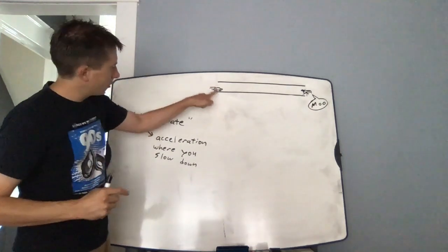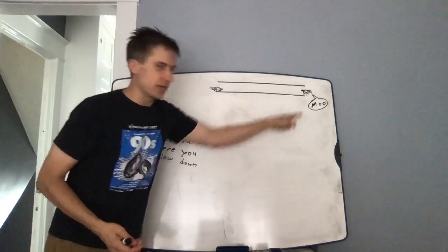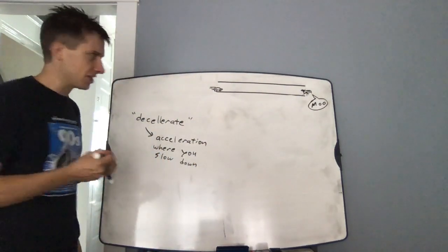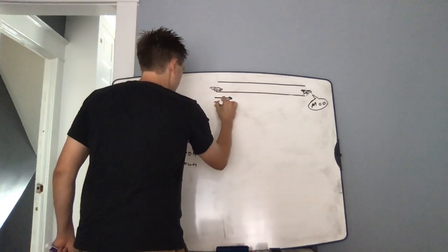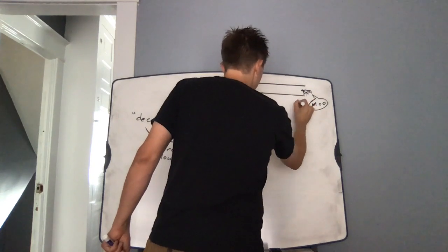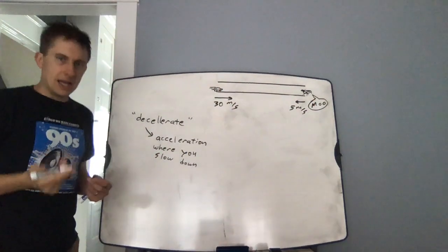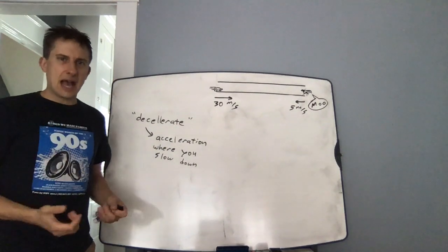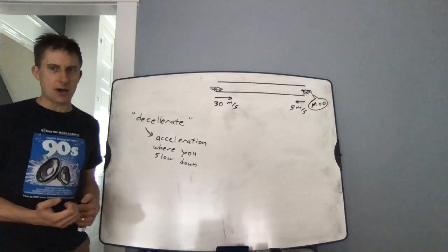So on a picture here, I drew us entering the tunnel on the left, and the cow is entering the tunnel on the right. So we are moving at a speed of 30 meters per second, and the cow is moving towards us at a speed of 5 meters per second. Now, the question is, how much must you decelerate to barely avoid hitting the cow?